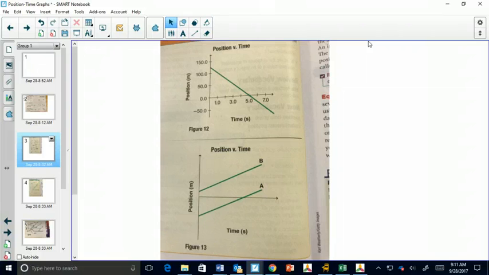Because speed is meters per second. Meters divided by seconds. Slope is rise over run. So for a position time graph, velocity is the slope. That's a nice test question, by the way. For a position time graph, the slope of the line is velocity. All right? Making sense? Let's go to the next one.